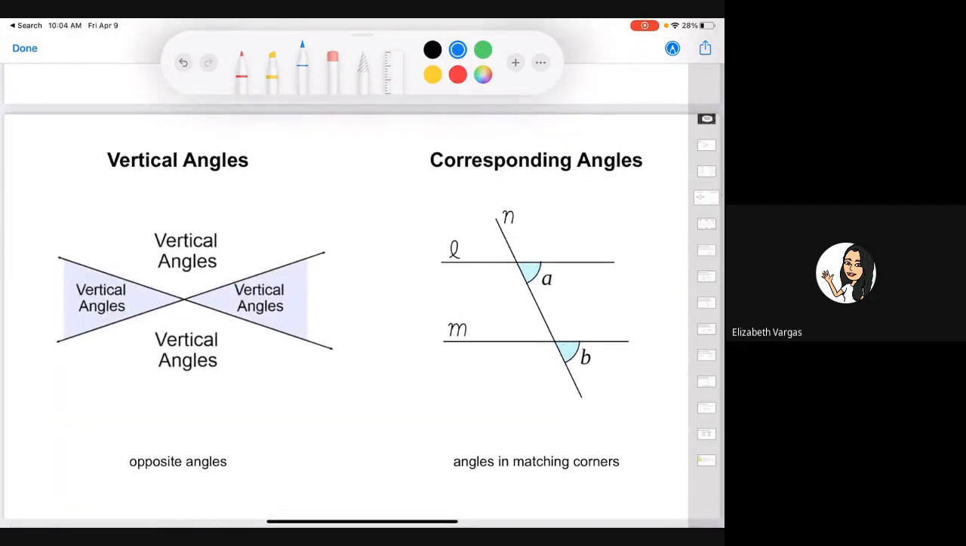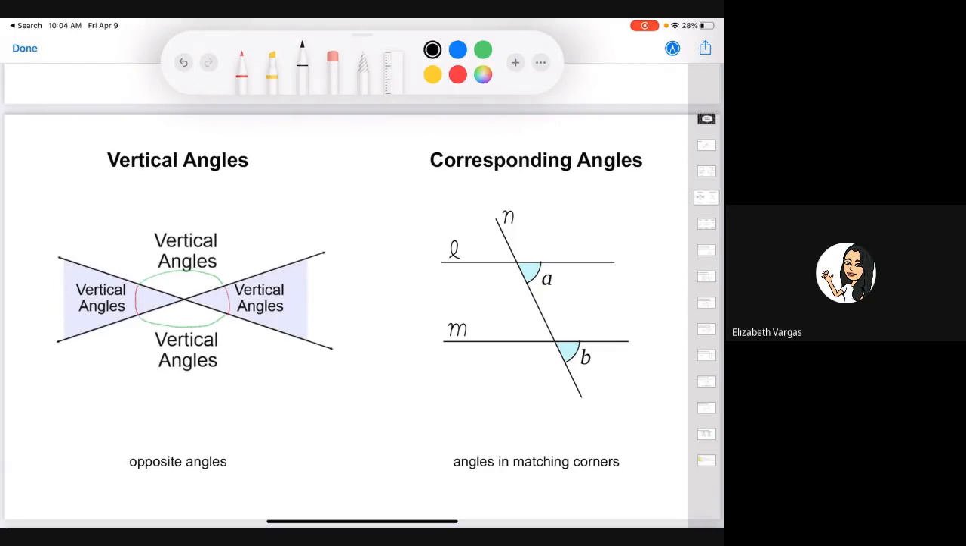We also get what are known as vertical angles. Vertical angles are basically opposite angles, so angles which are opposite of each other. A unique thing about vertical angles is they are congruent to each other. So in this instance, this angle and this angle would be congruent to each other, and this angle and this angle would be congruent to each other. So vertical angle is another type of angle we see in geometry.